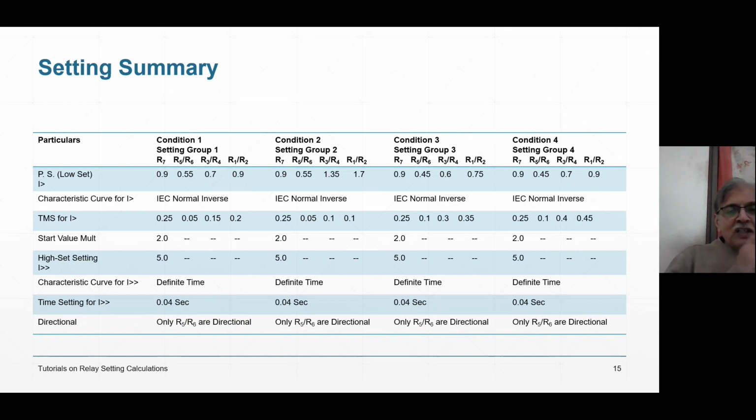What is PS low set? That is I greater than: R7 is 0.9, R5, R6 0.55, R3, R4 0.7, R1, R2 0.9. Condition 2 is 0.9, 0.55, 1.3. You can check up. These are the plug settings for different relays in condition 1, 2, 3, 4. That is setting group 1, 2, 3, 4, which you will have to feed. But when such a condition occurs, automatically these settings will come up.